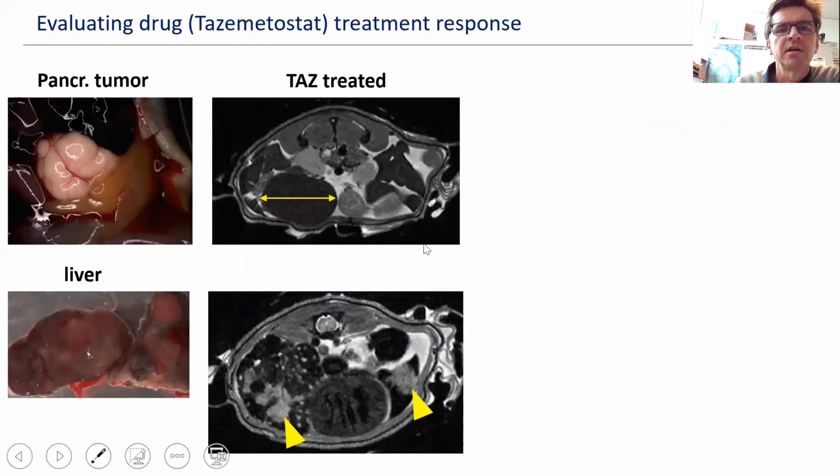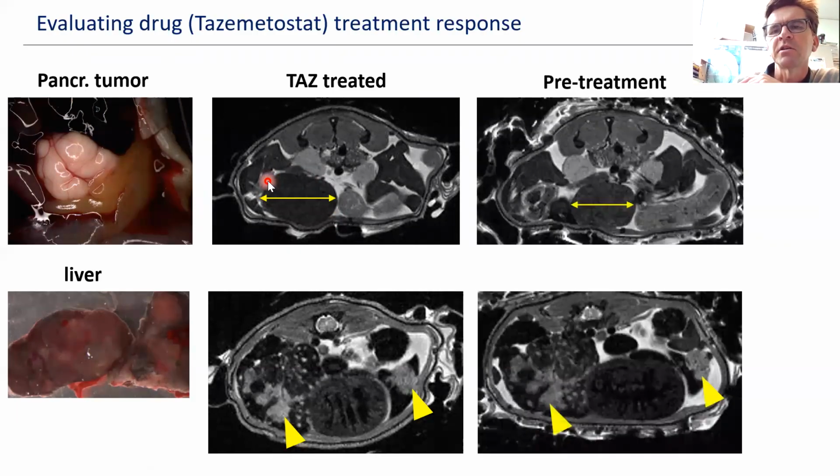Now, of course, we're going to integrate this with our treatment protocol. What we do, in fact, is before the treatment, we perform an MRI scan. We do a tazemetostat treatment for 3 weeks. And then we make a new MRI scan, and then we sacrifice the animal and look for the presence of tumors. For instance, here you see this animal also contained a pancreatic tumor that we were able to easily detect in the MRI image.